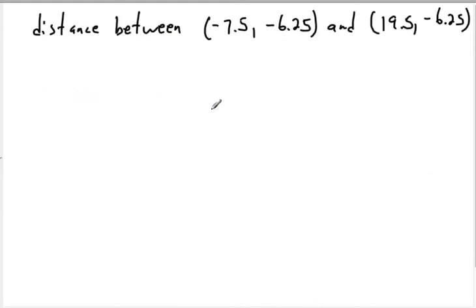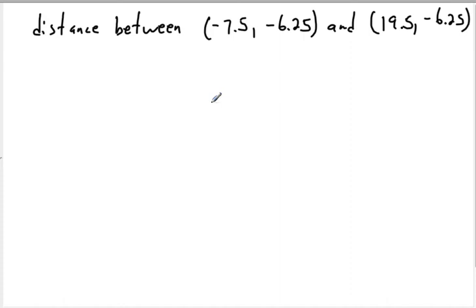Without being shown a picture, we were given the ordered pairs of 2 points. So here's one point, (-7.5, -6.25), and the other point is (19.5, -6.25). And if we're not given a picture, how would we find the distance between these 2 points? Well, we could draw a picture, but having the decimals there might make that a little tricky.